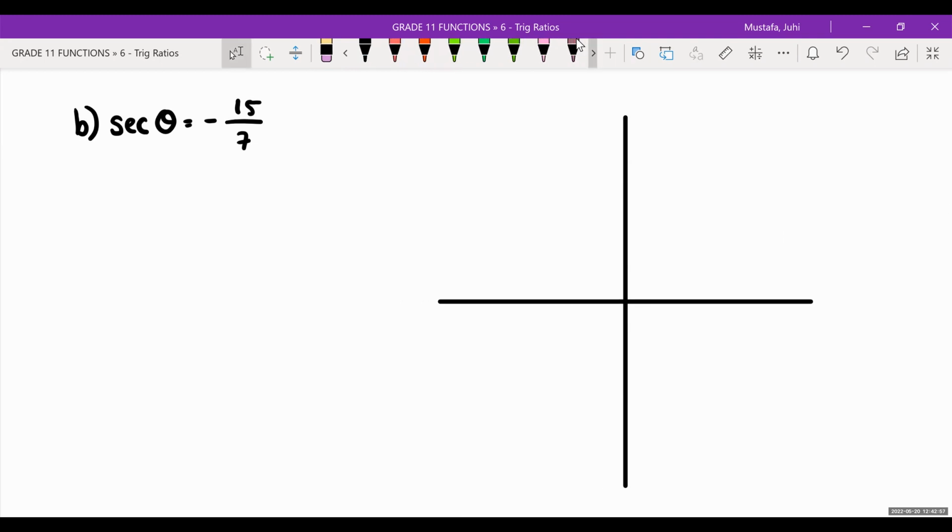Okay, so step number 1, if it is a reciprocal ratio, we're going to change it to its primary one. So secant theta is going to become cos. Theta will become beta. The negative sign will become positive. And we're going to flip the ratio around to give 7 over 15. So 4 different steps here. Secant became cosine. Theta became beta. The negative became positive. And we flipped the ratio from 15 over 7 to 7 over 15. Any questions about that? Okay, go ahead and use your calculator to figure out what the cos inverse of 7 divided by 15 is. Round it to the closest whole number.